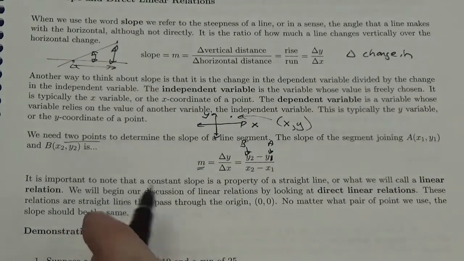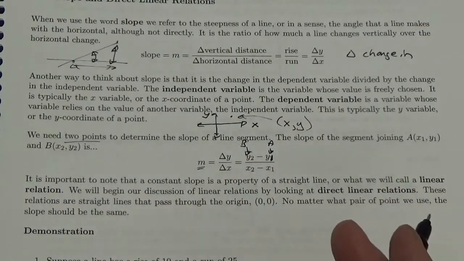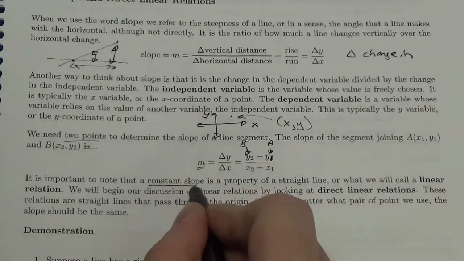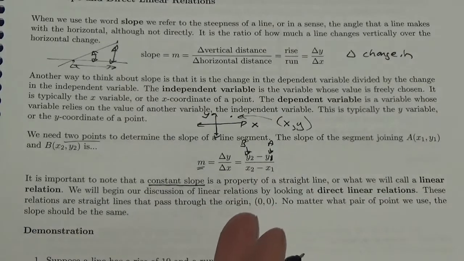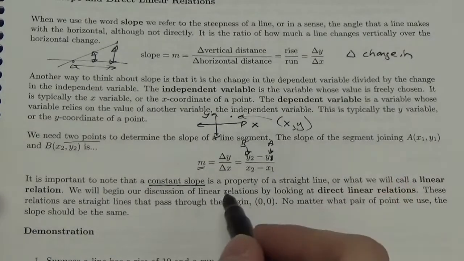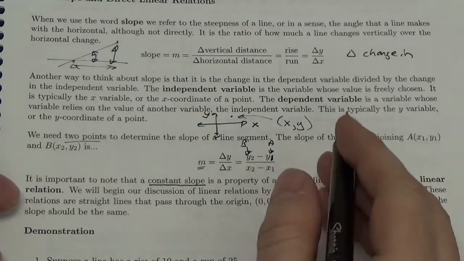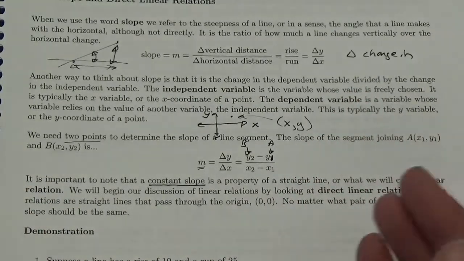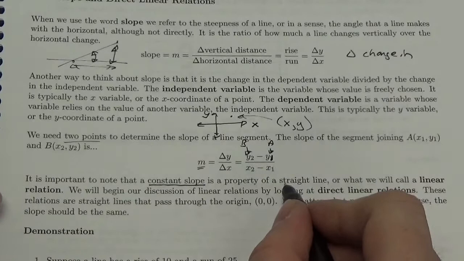Now, just a couple things to note before we get into this: if the slope is constant, if you've got a graph, something that you've drawn there, and the slope stays constant all the way along, so it doesn't matter what 2 points you pick, you always get the same slope calculation, then you're looking at a straight line.